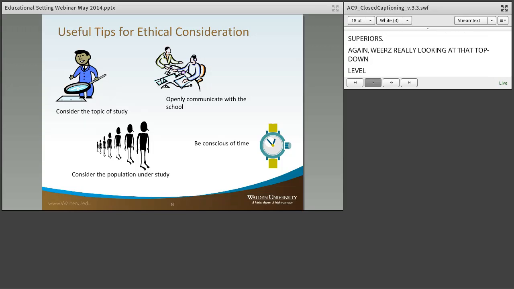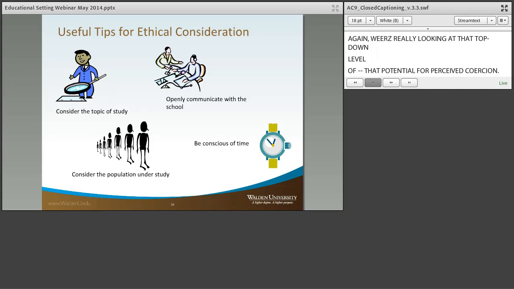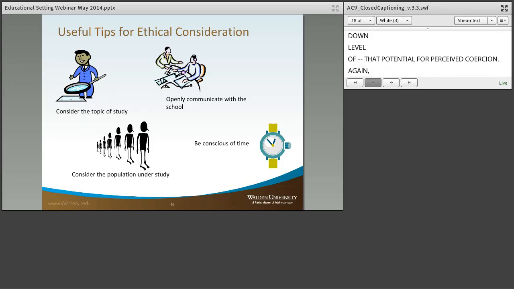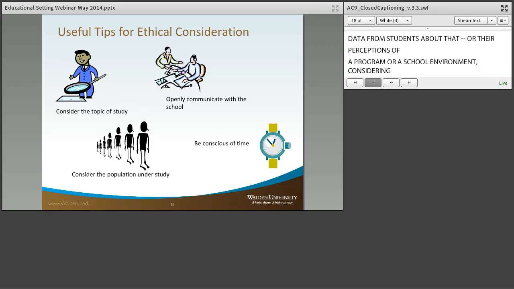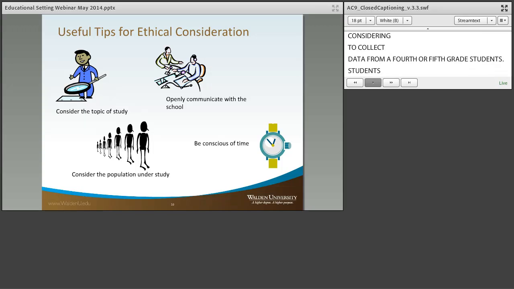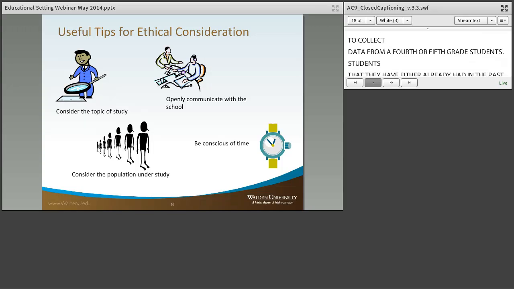Specific to teachers as well, there are other creative solutions. Perhaps if they're a third grade teacher in the school, and they're wanting to collect data from students about their perceptions of a program or a school environment, they could consider collecting data from fourth or fifth grade students that they have either already had in the past and really won't have again in the future.